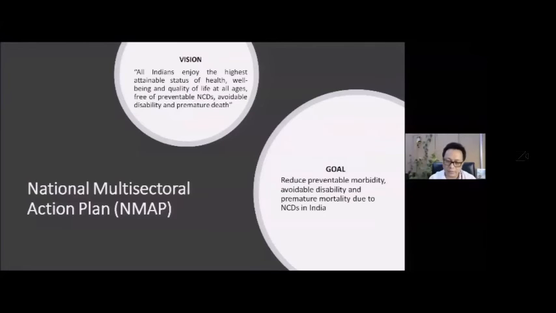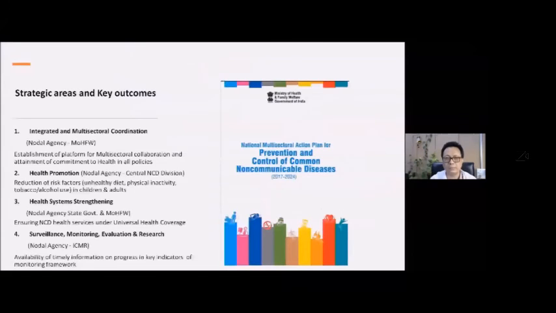So these are some of the proposed center of excellence activities, and we already have the National Multi-Sectoral Action Plan, knowing very well that health, especially the NCD, is beyond health sector, and we need to work with various stakeholders. That is why we already have what is known as the National Multi-Sectoral Action Plan, and NAFLD needs to sync with the vision and the goal of it, and this is what we are already doing. Some of the key strategic areas and the key outcomes of the National Multi-Sectoral Action Plan are already listed here.